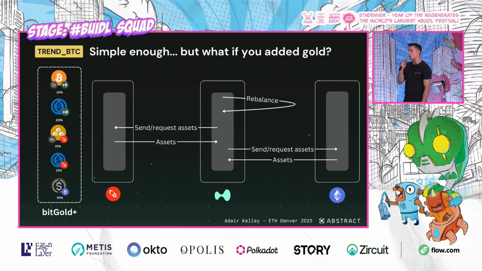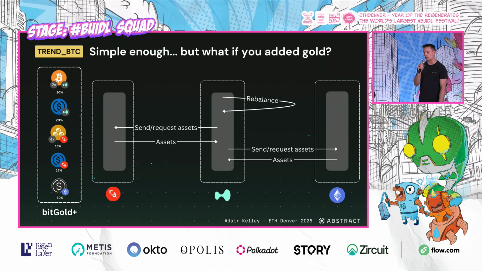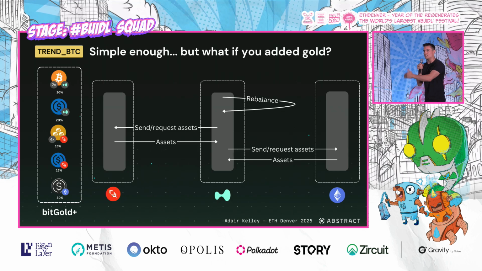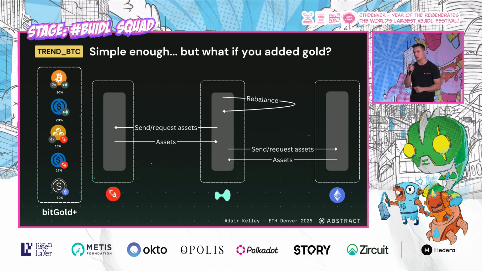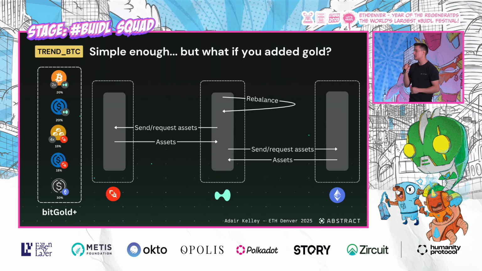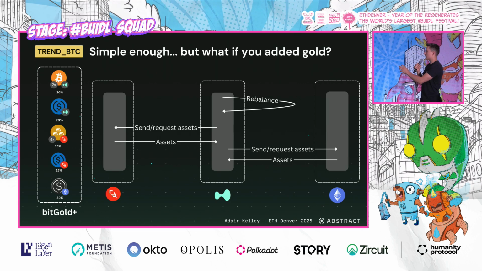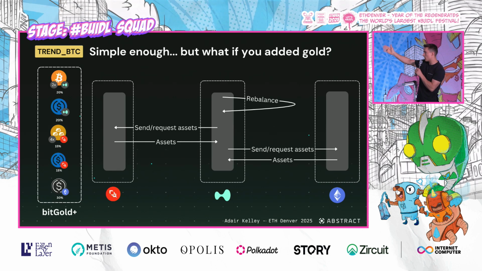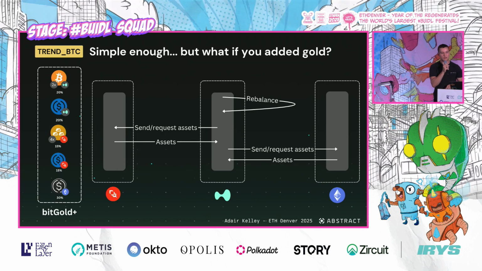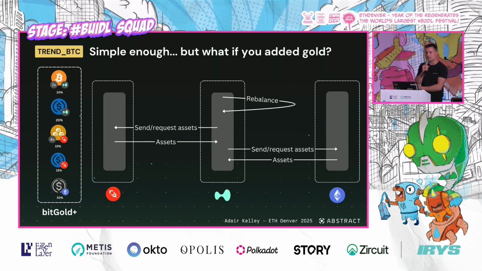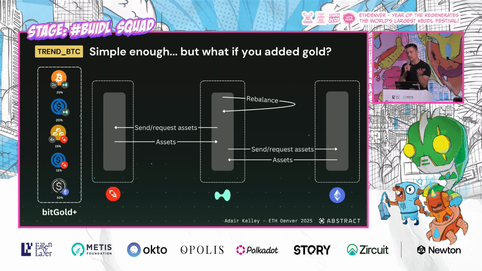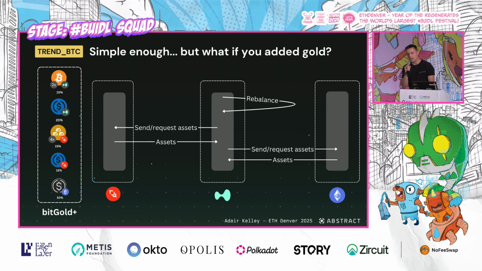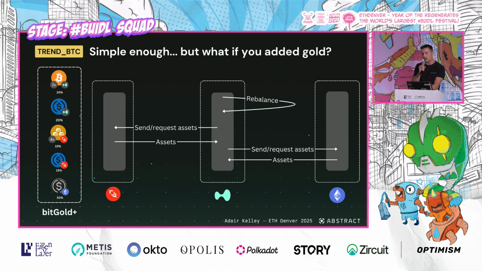So let's say that we wanted to improve our risk-adjusted returns in this trend-followed Bitcoin vault. Many of you may not know, but gold, even though Bitcoin is supposed to be digital gold, is entirely uncorrelated from Bitcoin. So it's a good asset to add into your portfolio. If you combine Bitcoin and gold, you'll have better risk-optimized returns, but you're also adding another chain to this mechanism. So now in a rebalance, you'll be sending and requesting assets from Hyperliquid to Plume, and then Hyperliquid to Ethereum. And this complexity increases with every other chain that you add.